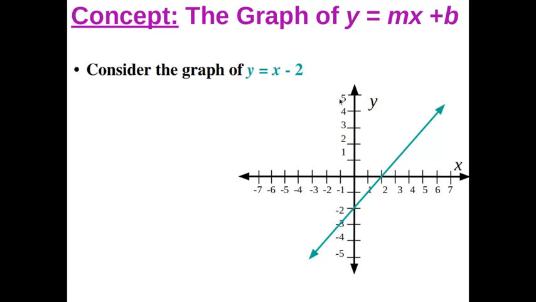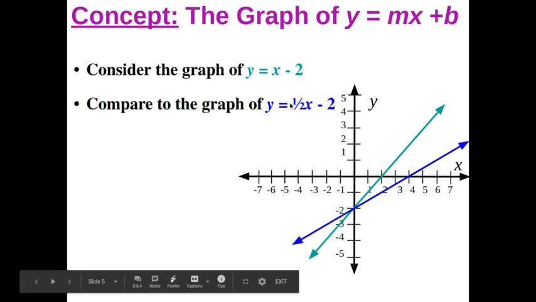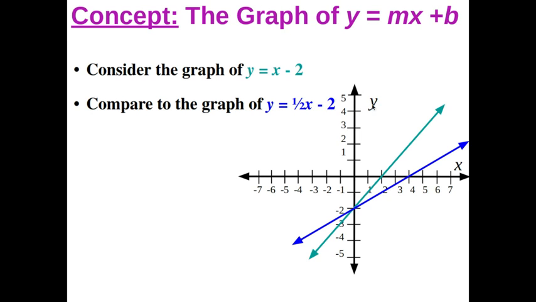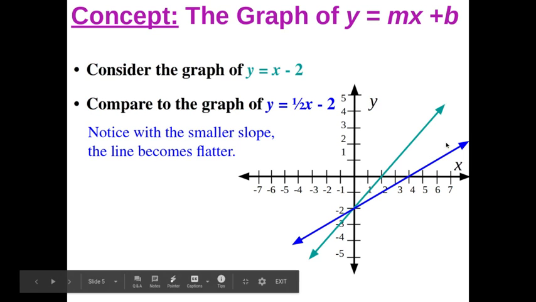All right, so the graph y equals mx plus b. So consider the graph y equals x minus 2. So you're going to compare the two lines. We have the line which is in green, which is here, and then you have the line which is in blue here. They intersect. So notice with a smaller slope, the line becomes flatter. So this is almost like a flatter line. That's the blue. It's not as steep as the green.